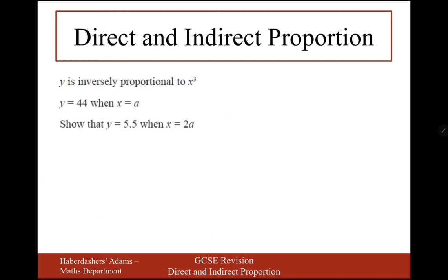Oh, one with algebra in now. So we really are at the tough end of the questions. Now pause the video, give this question a go.